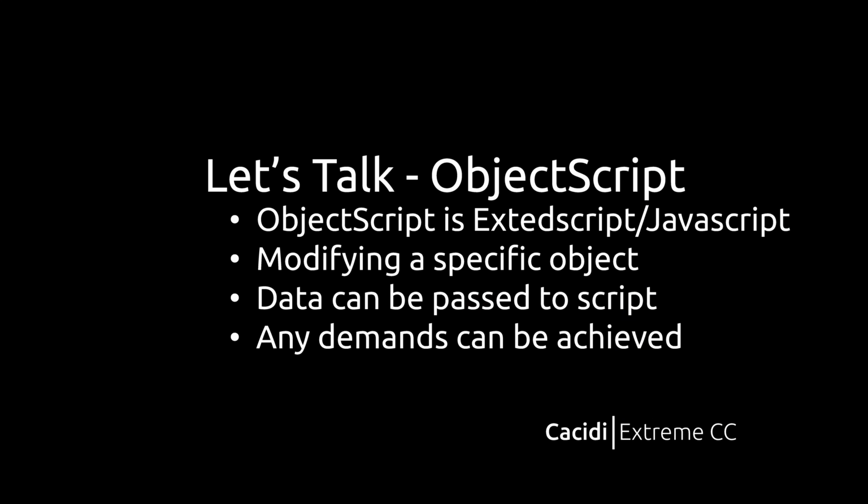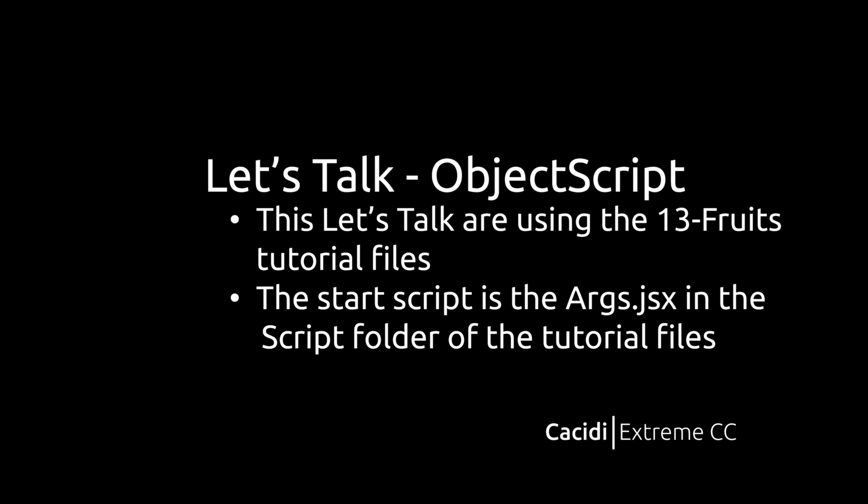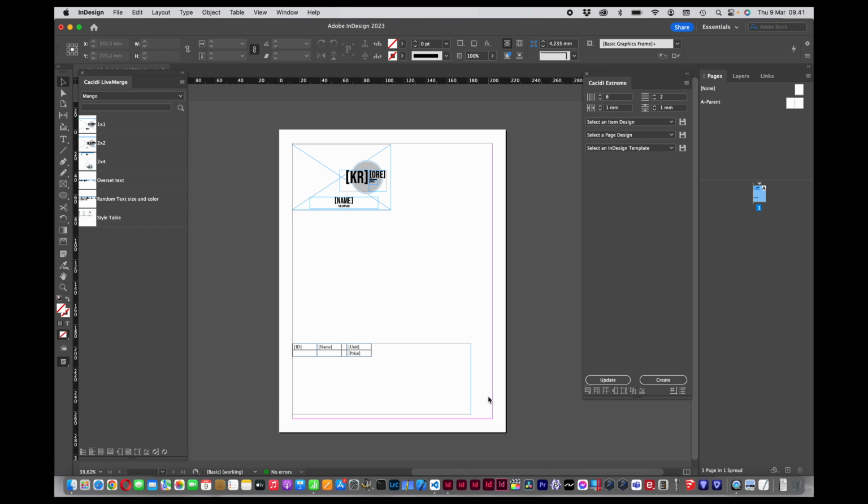Let's talk ObjectScript. ObjectScript is a JavaScript just applied to a single object or frame. It could be changing the color or shape of the object, or it could be manipulating the data of the object, like deleting a column in a table. Let's take a look at what script actually does.